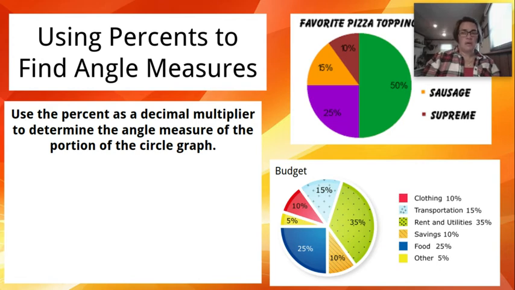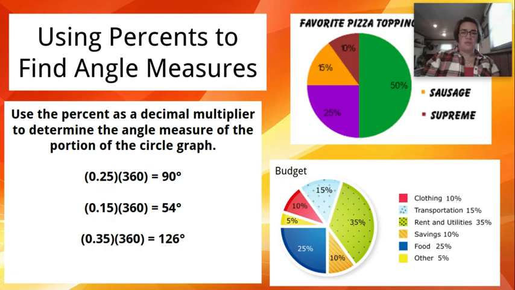So if we go, first of all, with the 25%, which is purple in the top graph and blue in the bottom graph, 25% as 0.25 times 360 gives us that 90 degrees. 90 degrees is 1/4 or 25% of 360. We can use any one of those percentages. For instance, 15% would be a 54 degree measure, and 35% would be a 126 degree measure as the portion of the circle, representing the different values that are there.